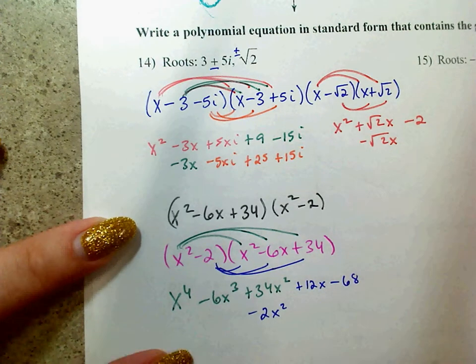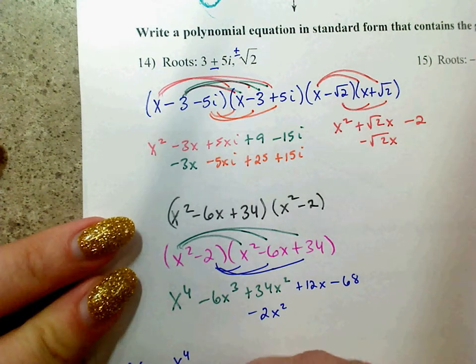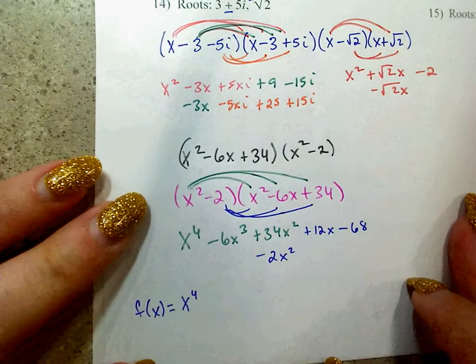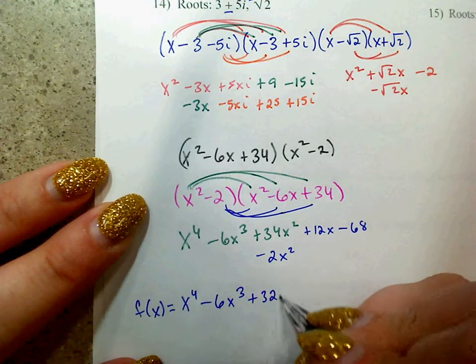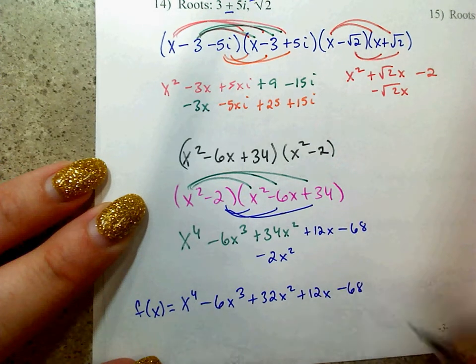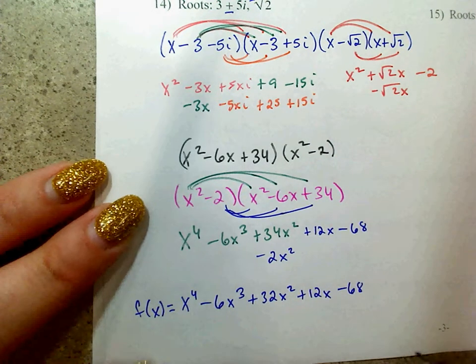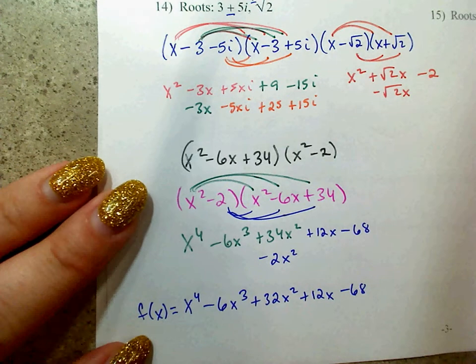Final answer: we've got a function, so I'm going to put f of x equals x to the 4th minus 6x cubed plus 32x squared plus 12x minus 68. And barring any errors, which I definitely could have made, that's the answer.